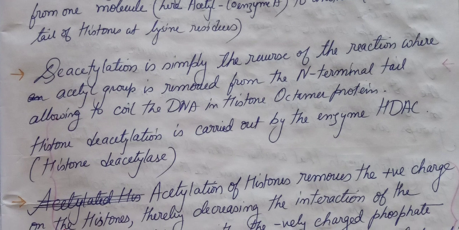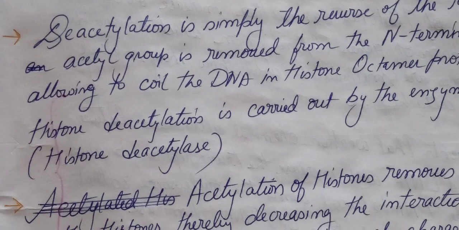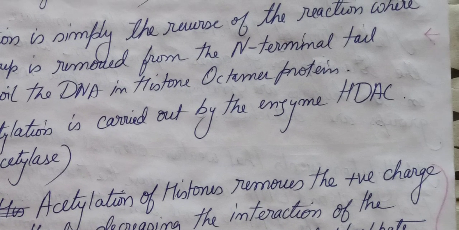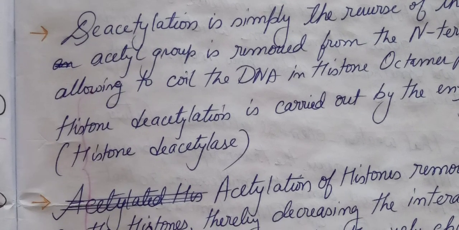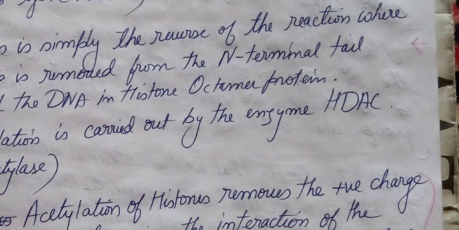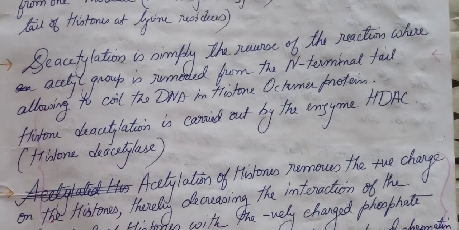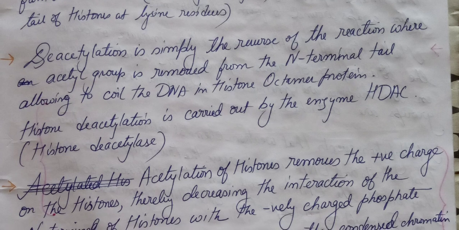Here histone deacetylation is also catalyzed by another enzyme called histone deacetylase. Histone deacetylase, here you can see the name. This histone deacetylation is carried out by the enzyme histone deacetylase, and histone deacetylase is denoted by a short name called HDAC. H for histone, DAC for deacetylase.